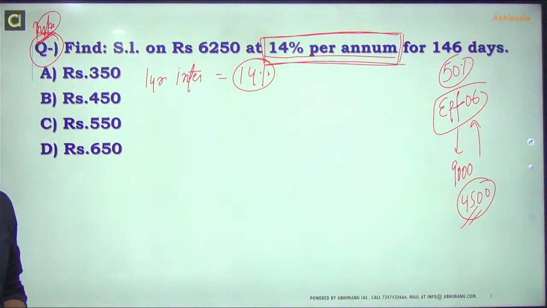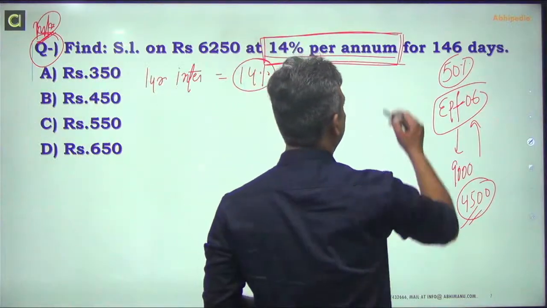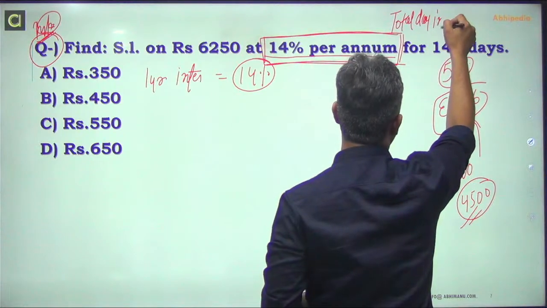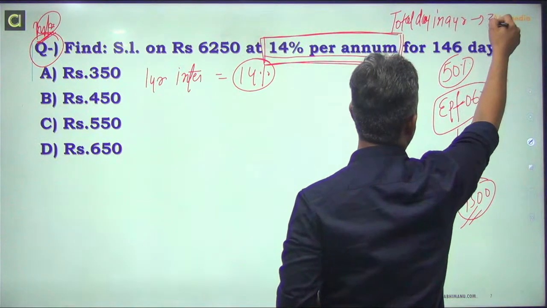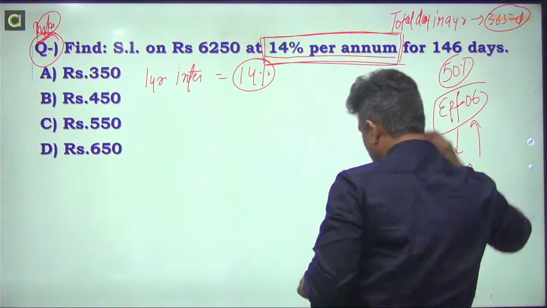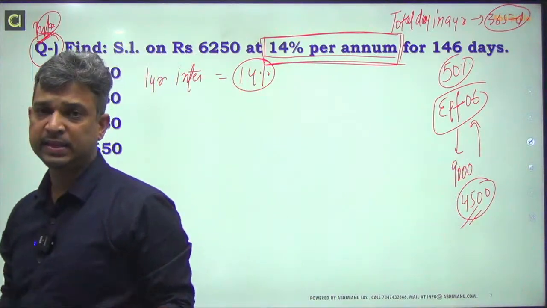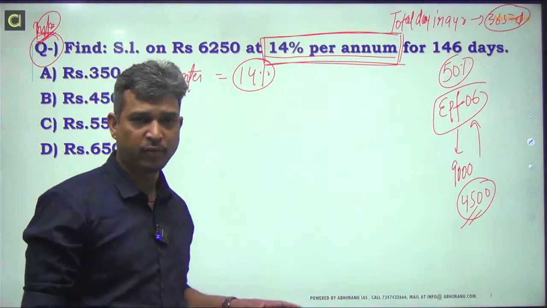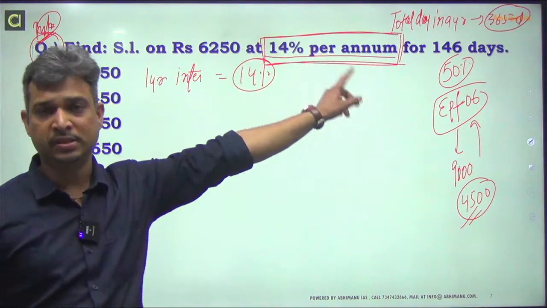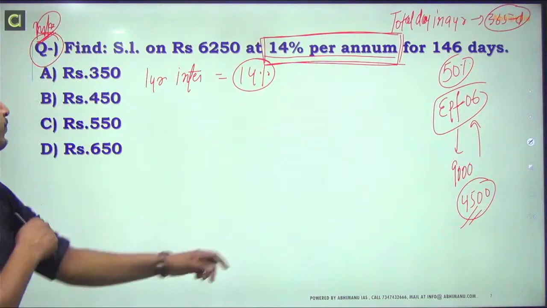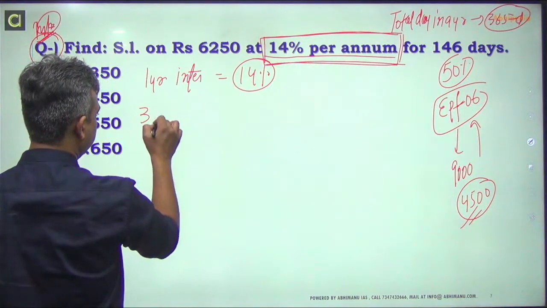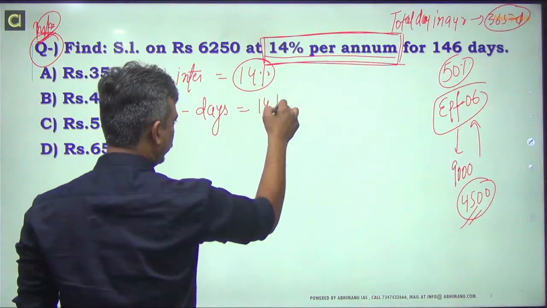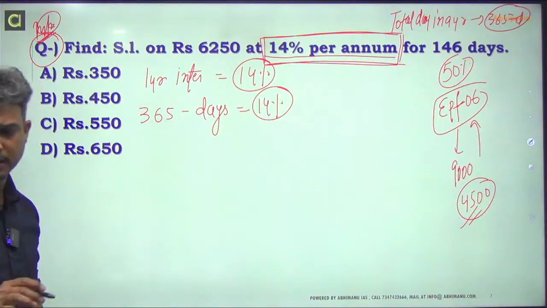So please note total days in a year is how much? 365 days. Kindly do not consider it as a leap year. Always you have to take the total number of days in a year as 365. Please note this. So you can say that in 365 days, we are getting 14% interest. Yes or no? Isn't it?